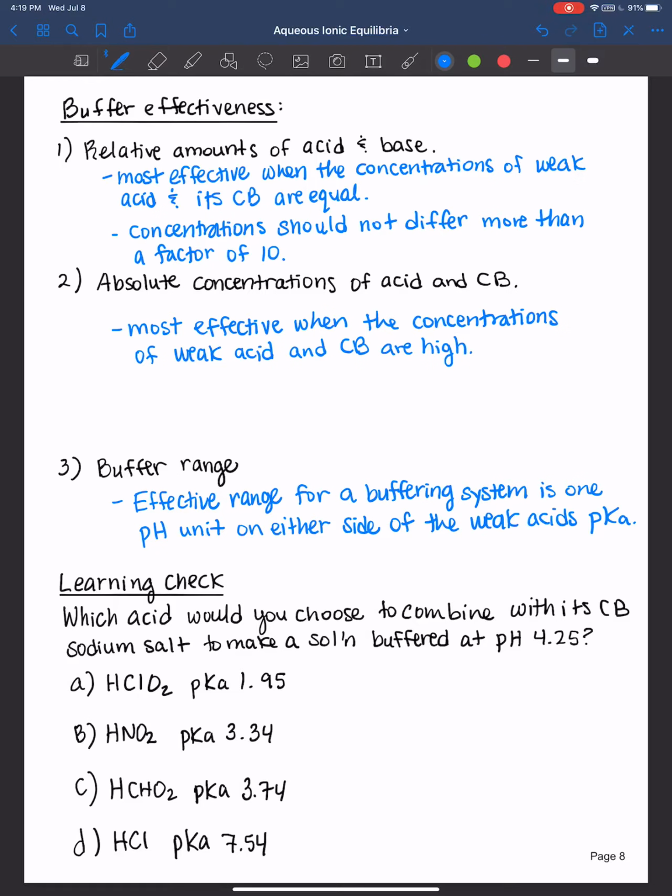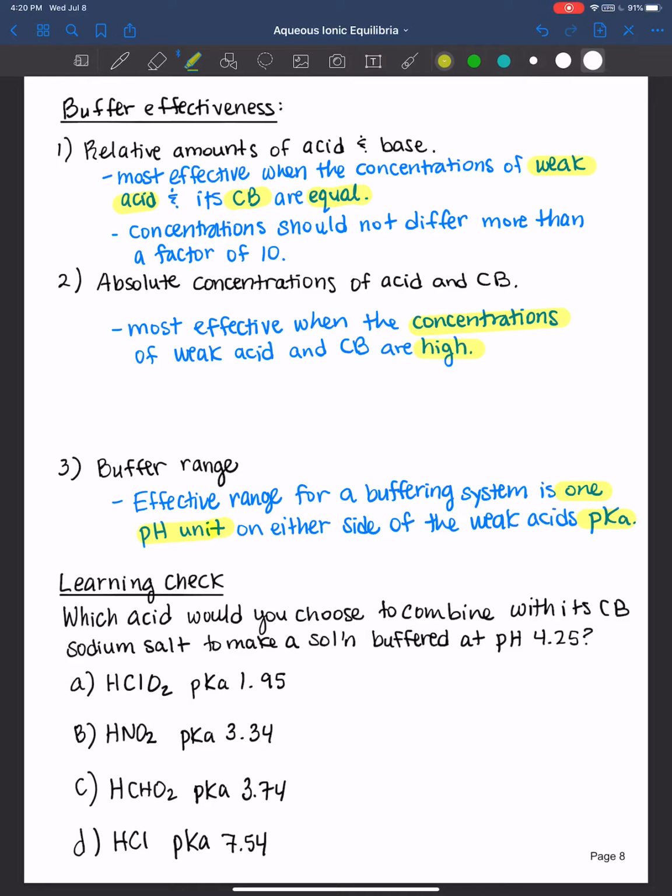So, in summary, you want to create a buffer that has approximately equal concentrations of the weak acid and its conjugate base. You want to make sure that the concentrations are relatively high, like 1 molar, for example, versus 0.01 molar. And an effective range for a buffering system is 1 pH unit on either side of the weak acid's pKa.